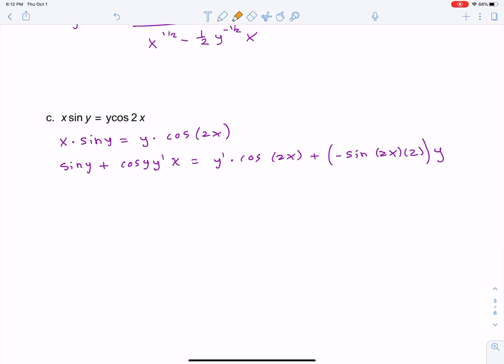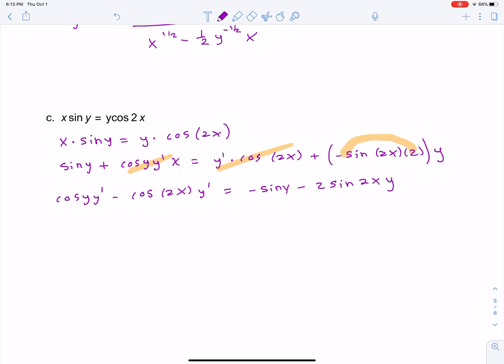Okay, from there, let's get our y primes on one side. So that's got a y prime, and this term's got a y prime. I think that's it. So I get x cosine y y prime, minus, I'm going to rewrite this a little bit different, cosine of 2x y prime. That's just to be clear. That's this term with just the y prime moved over. And that equals negative sine y minus, I'm going to just move this 2 out in front there. So I'm going to get negative 2 sine 2x y.